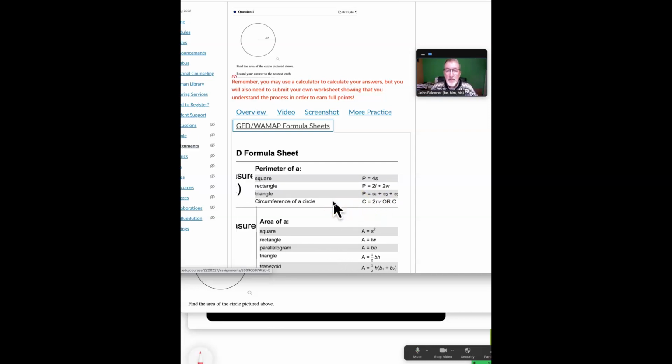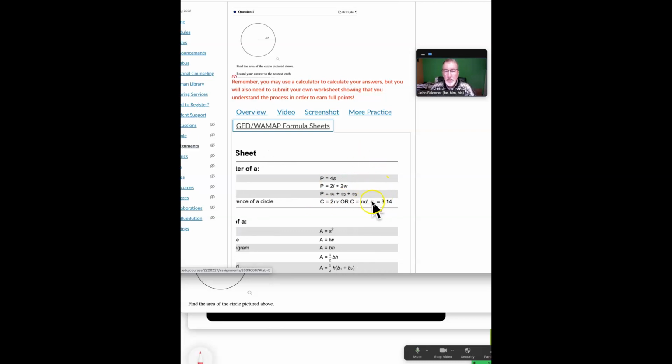So a couple of things to be alert for when you're using pi. Pi can be estimated in a number of different ways. 3.14 is the usual way. If you are using the symbol pi on your calculator, you will get a different answer than if you use 3.14, because 3.14 is a less accurate approximation of pi. So if it tells you what pi is equal to, use that number. And if it doesn't, you can use pi on your calculator.